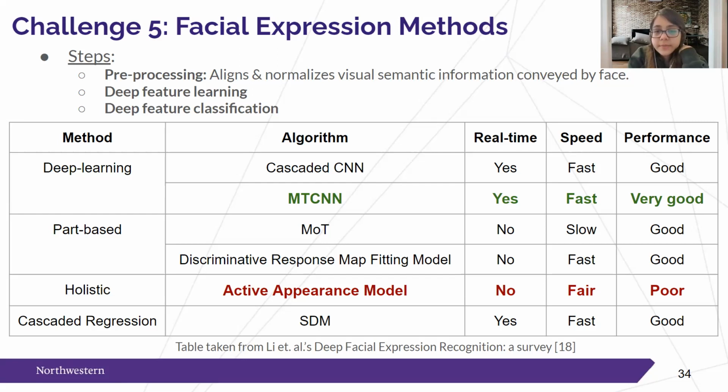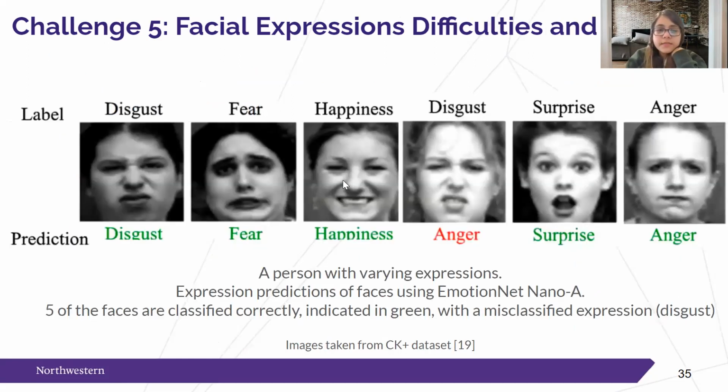As we can see, deep learning methods perform really well, but other methods like holistic and part-based methods lack somewhere. Either they're not real time or they have slow speed or performance. And here you can see that some misclassification has occurred, where the label was disgust, but the model actually predicted anger. So this is an example of how facial expression difficulties occur.